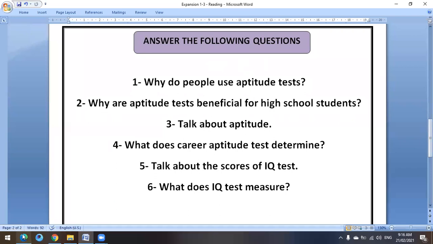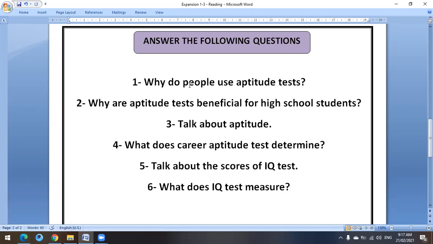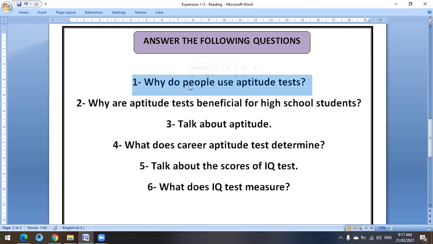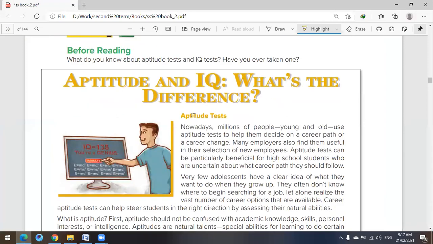Now go to the passage. All of you, open your books, page number 34. And try to find the answer to this question: why do people use aptitude tests? You will find the answer here in the first paragraph.